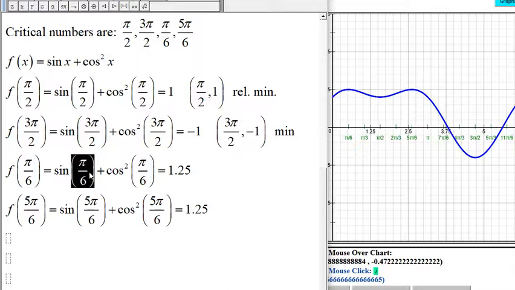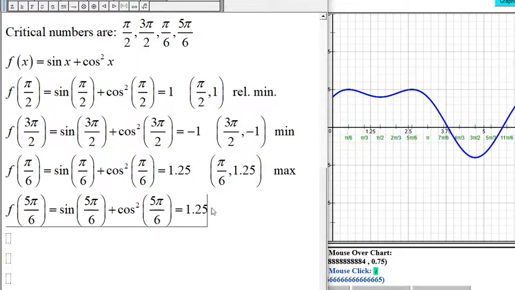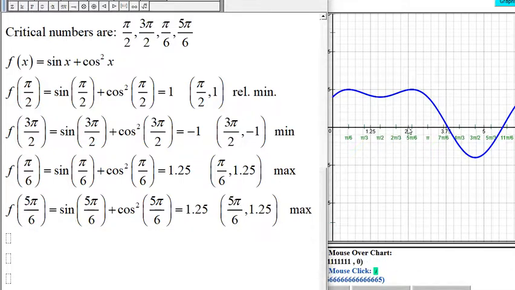And then when x is pi over 6, we get 1.25. And this is a maximum, so pi over 6 and 1.25. And then for 5 pi over 6, we also get 1.25. So 5 pi over 6 is right here, and we get a maximum right here.